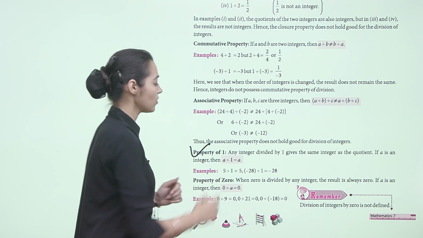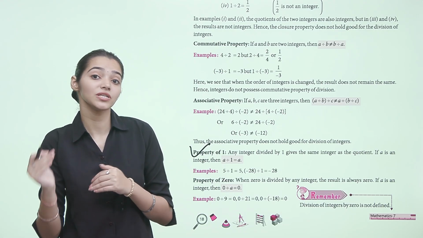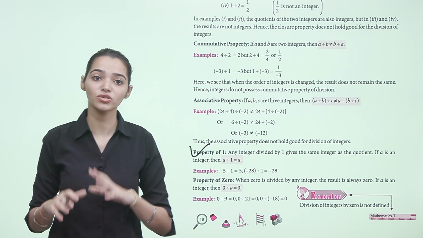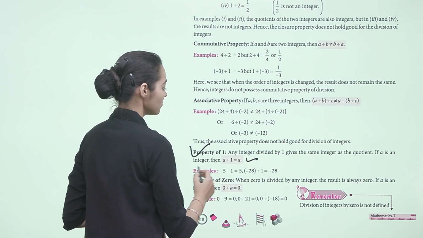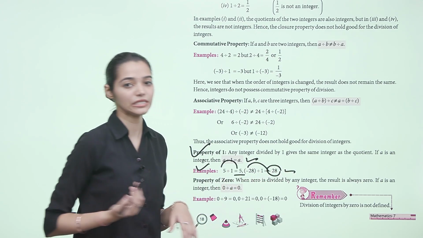Now property of 1. Any integer divided by 1 gives us the same integer as the quotient. So if a is an integer, a divided by 1 is a. For example, 5 divided by 1 is 5, and minus 28 divided by 1 is minus 28.